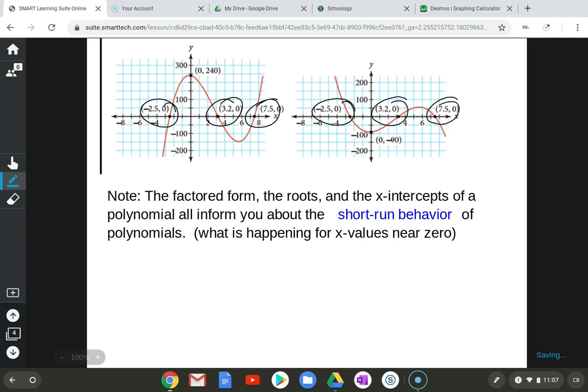The other point that is also important in knowing your function is the y-intercept. So we're going to use all of these, the x-intercepts and the y-intercepts, in order to figure out our function.